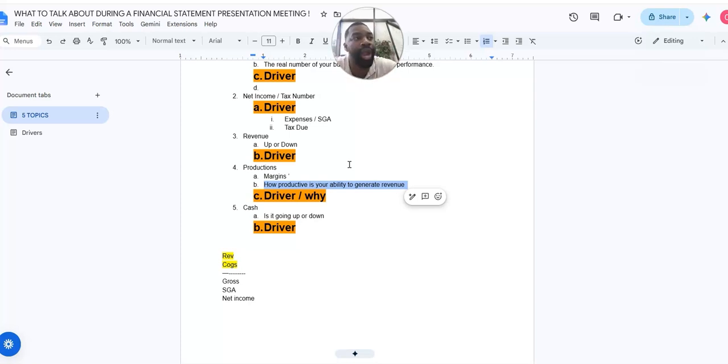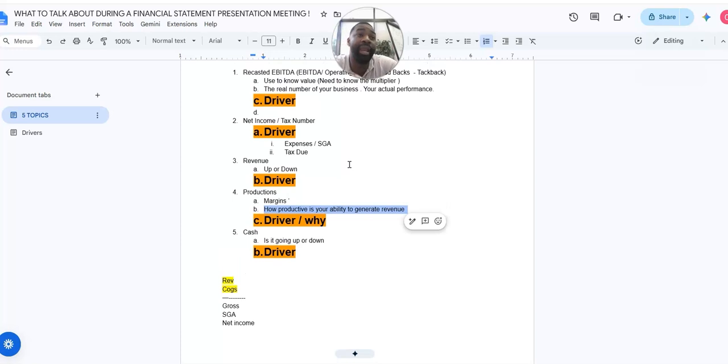All these are driver questions. I don't need to know them exactly before I hop on the call, but I need to have a clear understanding of what the driver may be. And once again, I'll let you know after I go through the five how I look at the drivers. It's a simple process.